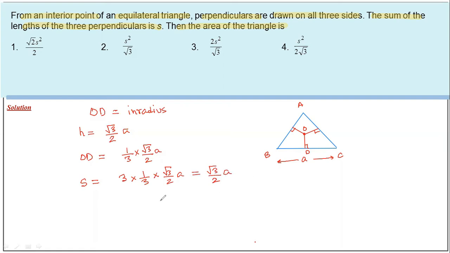So area of the triangle we have to find out. So from here what we get, A as 2S by root 3. So that means area of triangle ABC would be root 3 by 4 into A square. So which gives us S square by root 3 as the final answer, option 2.